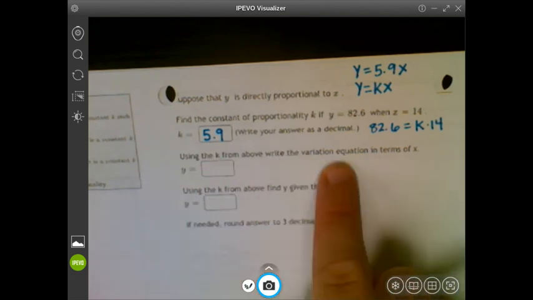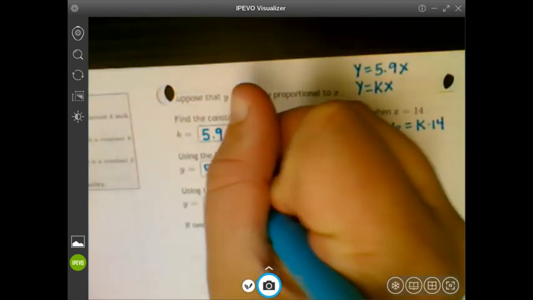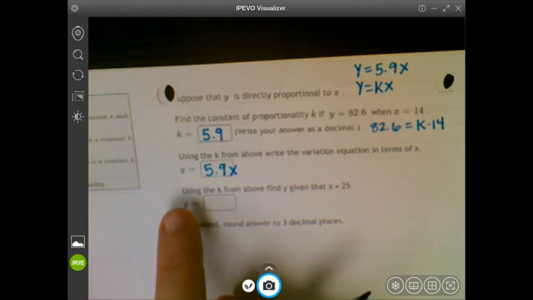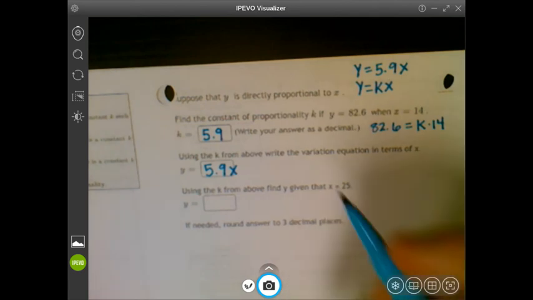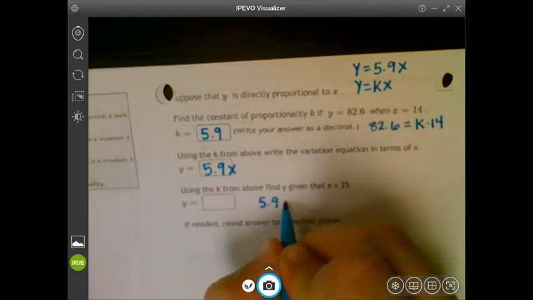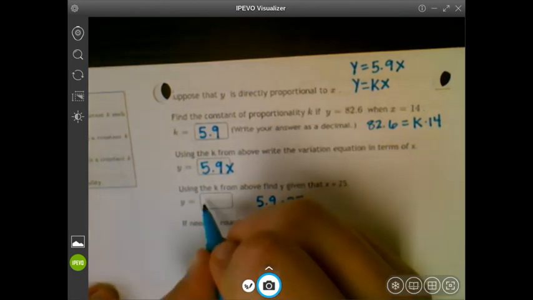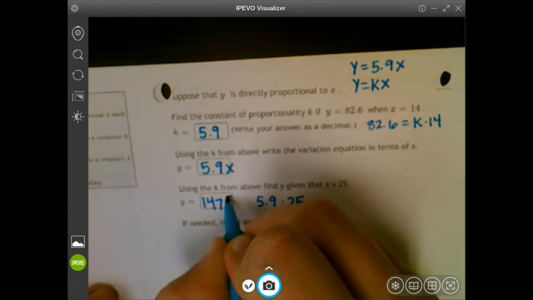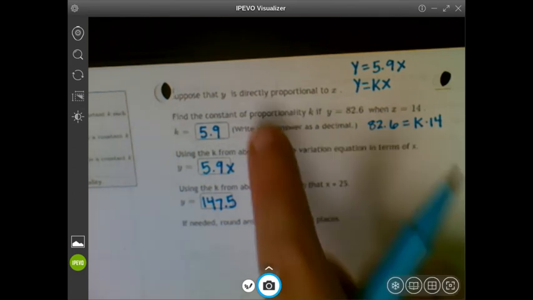Using the k from above, write the variation equation in terms of x. Well, y is equal to 5.9 times x. That's the k value. So using the k from above, so using that 5.9, find y if x is 25. Well, y would be 5.9 times 25, which is 147.5. And then it says, if needed, round your answer to 3 decimal places. We didn't need to. So we're good. So that's an example of directly proportional.